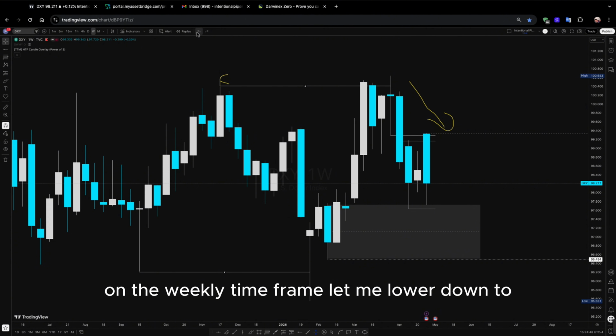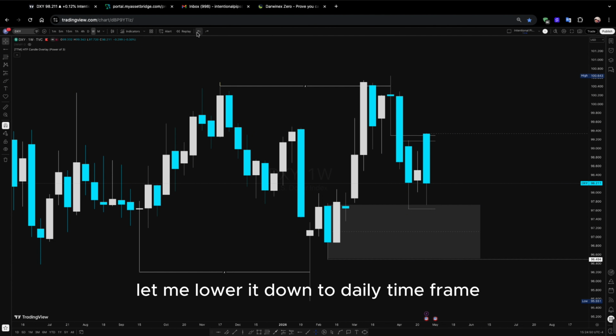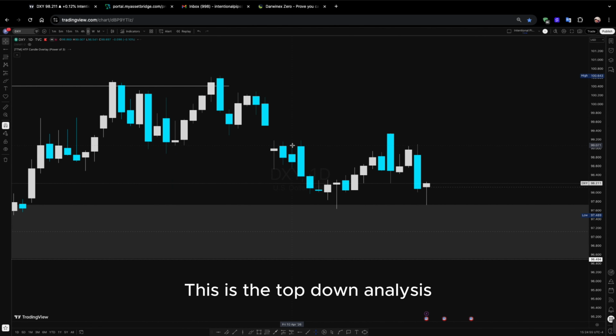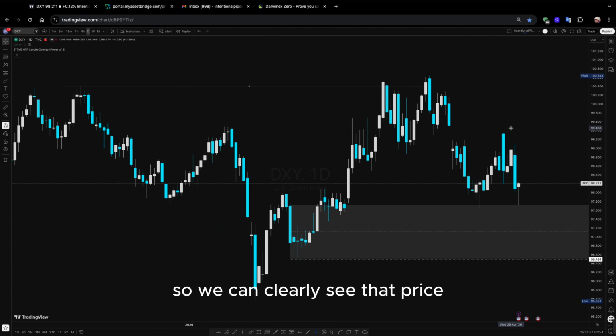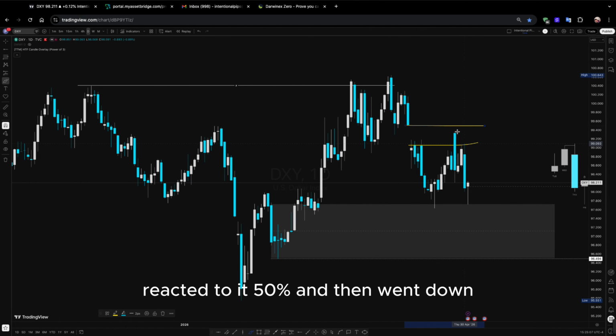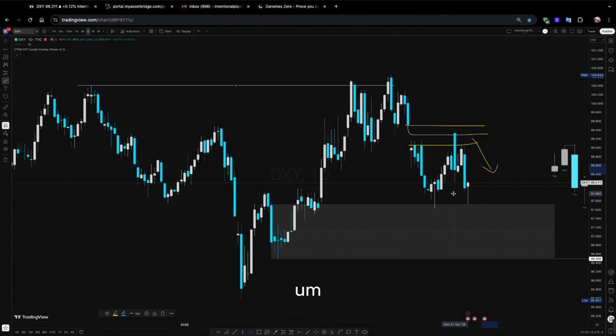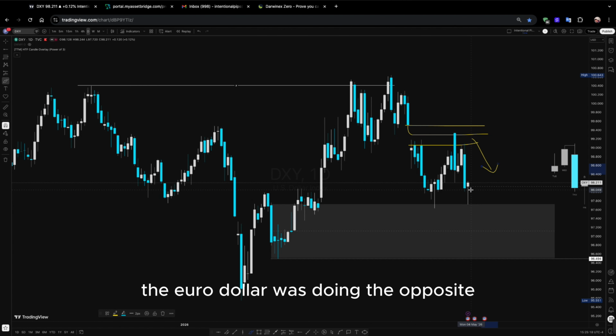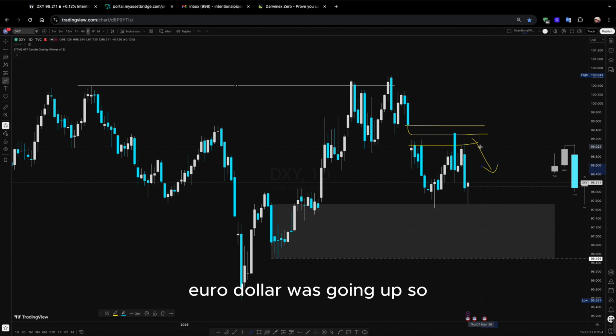Let me lower it down to the daily time frame. It is the top down analysis, so we can clearly see that price filled this area of imbalance here, reacted to it 50%, and then went down. As it was going down, the euro dollar was doing the opposite. Euro dollar was going up.